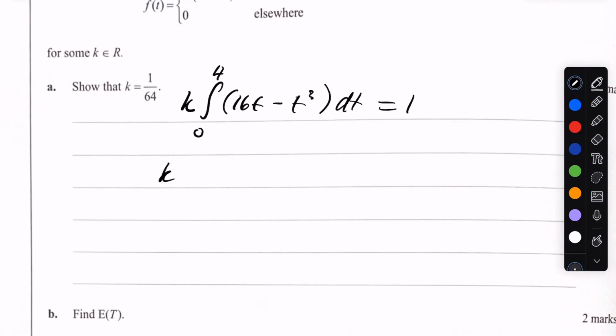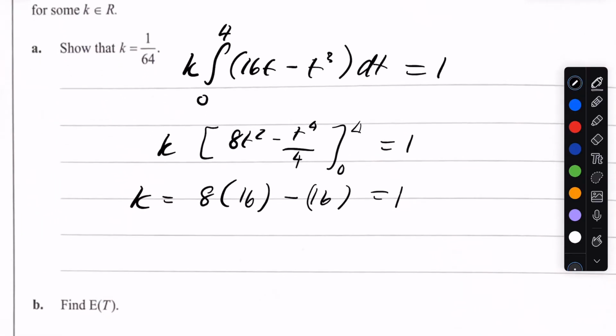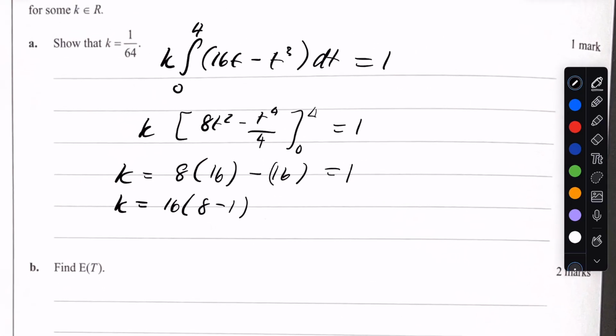Now k times, if we integrate this, it's 8t squared minus t to the 4 over 4 from 0 to 4 is equal to 1. K times 8 times 16 minus 64 and 4 is 16 is equal to 1. Now you can take this, I wouldn't bother working out 8 times 16, just take 16 as a common factor, and you've got 8 minus 1. I must have made a mistake.